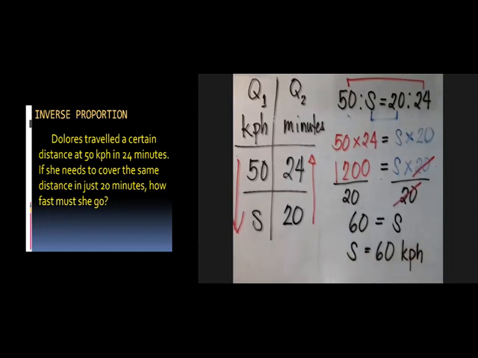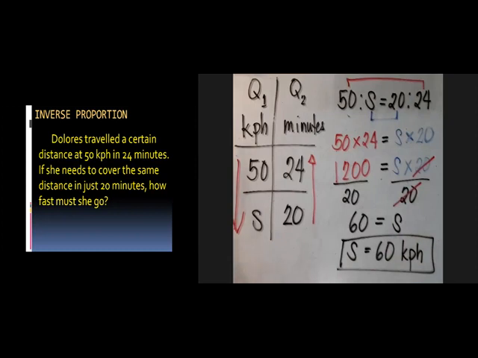Okay? So, our problem says Dolores traveled a certain distance at 50 kilometers per hour in 24 minutes. If she needs to cover the same distance in just 20 minutes, so bumaba yung time natin. Ibig sabihin, mag-speed up dapat si Dolores. And from here, yung 50 to 60 kilometers per hour, ibig sabihin, tumaas yung kanyang speed. Okay, so we'll have 60 kilometers per hour as the answer.